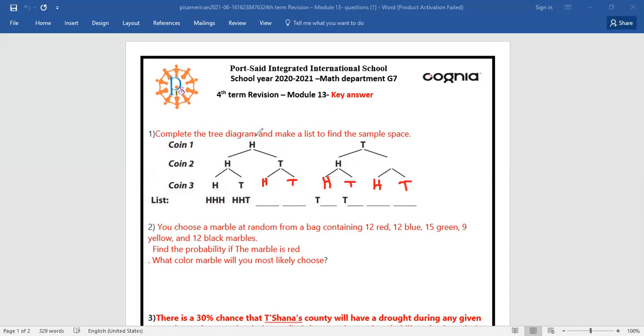Then you start from the top of the tree, from H, so it will be H, H, then H, T, then continue the same way: T, H, and T, T. So the list is H H, H T, T H, T T.